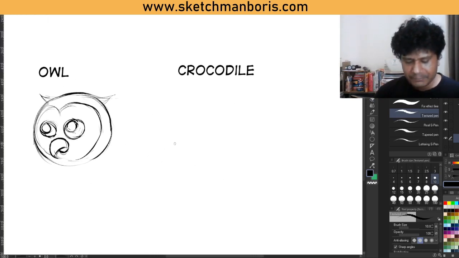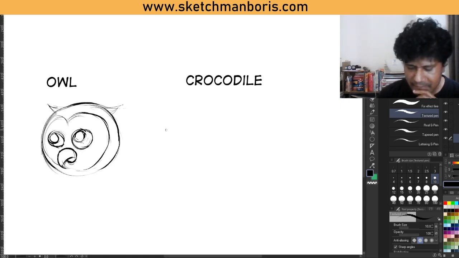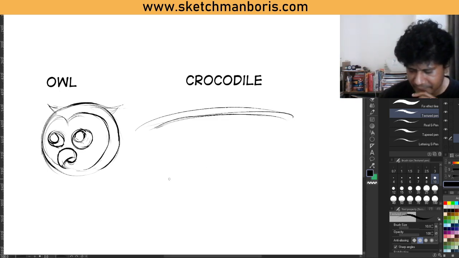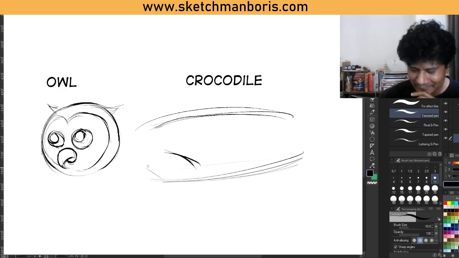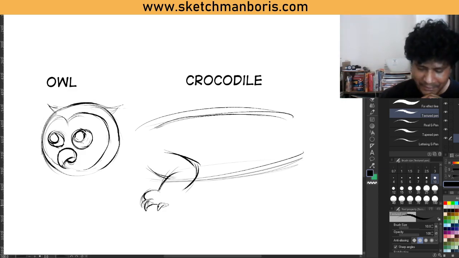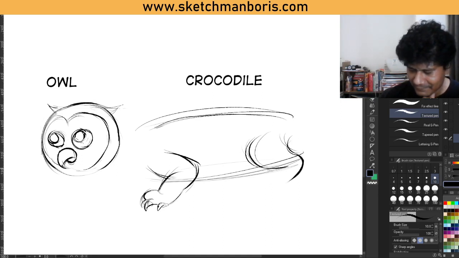Okay, crocodile. Because I'm in digital, I can move things around. So for crocodile, I guess their body is like this, right? I'm going to draw like a baguette. I mean, they're reptiles, right? So the reptilian body, something like this.